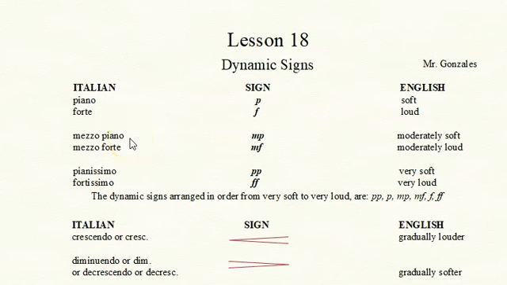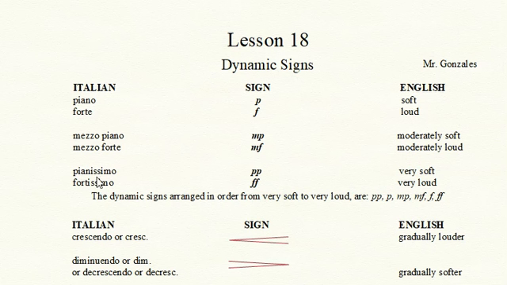Here we see the Italian word mezzo piano. Mezzo means moderately. Here we see the sign for mezzo piano, and here we see the English translation for mezzo piano as moderately soft. Here we see mezzo forte. Here we see the sign for mezzo forte, and here is the English translation for mezzo forte, moderately loud.